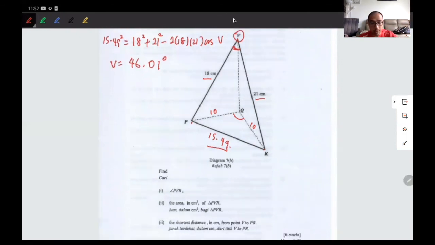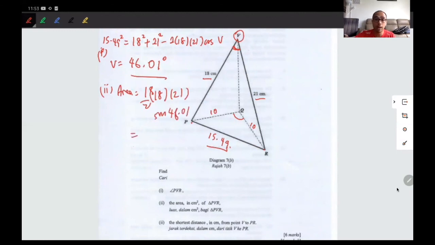So the area of this triangle, we use the same formula again. Area is 1/2 times 18 times 21 times sine, use this angle 46.01. If you know how to use this one, it should be no problem. 135.98.